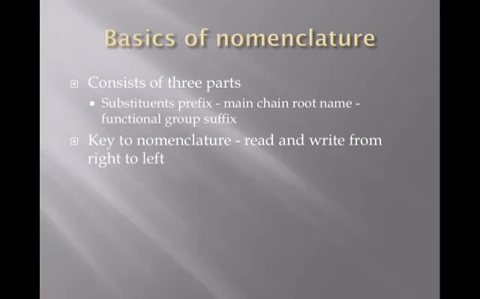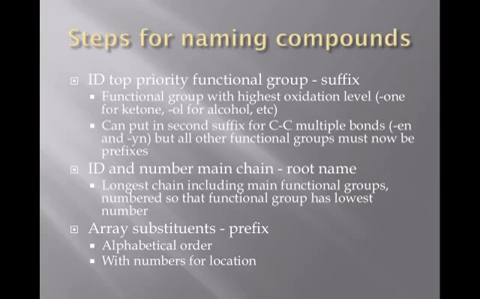characteristics. Basics of nomenclature. I'm not going to go through all of nomenclature at this point, but want to give you sort of the strategy that the IUPAC uses to give names. It consists of 3 parts. There's a prefix, which identifies your substituents. There's a root name that talks about what we call the main chain, and then there's a suffix which tells you what functional groups are there. The real key to doing nomenclature properly is to learn how to read from right to left, because that's how you put things together. And so the steps for naming the compounds are to first identify the top priority functional group, and that will be your suffix.